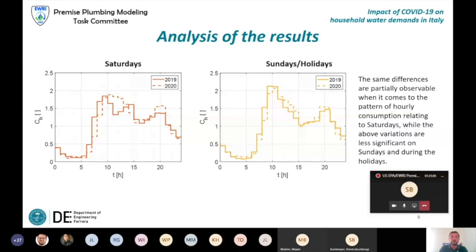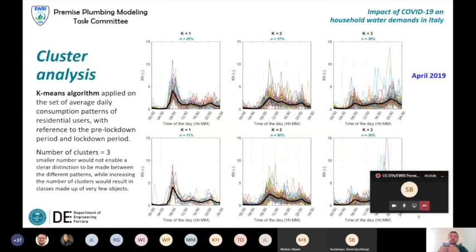And thus, we tried to consider not only the total set of users, considered all together, but also single users, single houses. And we performed an analysis of the pattern of each of these 300 houses. To perform this analysis quite rapidly, we performed a cluster analysis. Thus, we applied the K-means algorithm on the set of average daily consumption patterns of these residential users, considering both the pre-lockdown period and the lockdown period.